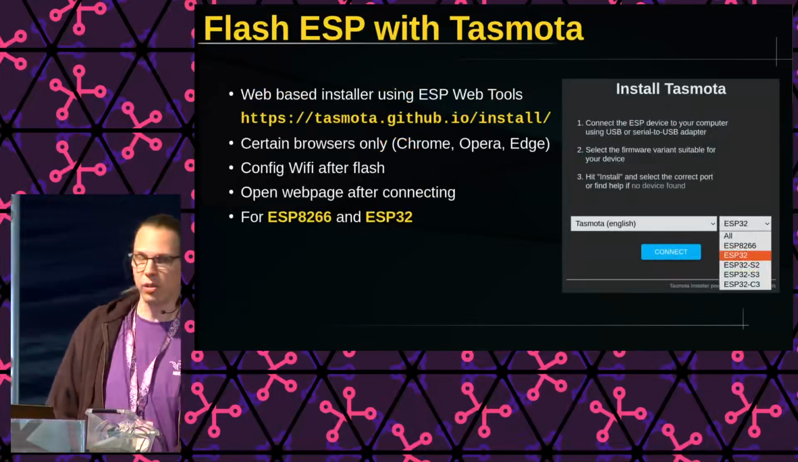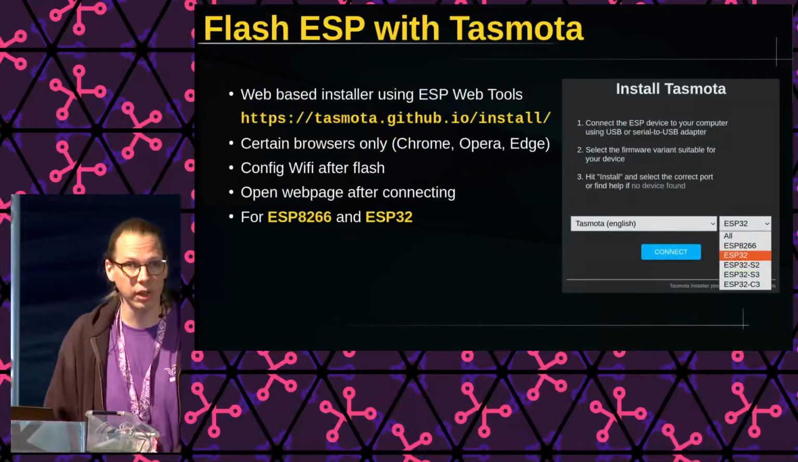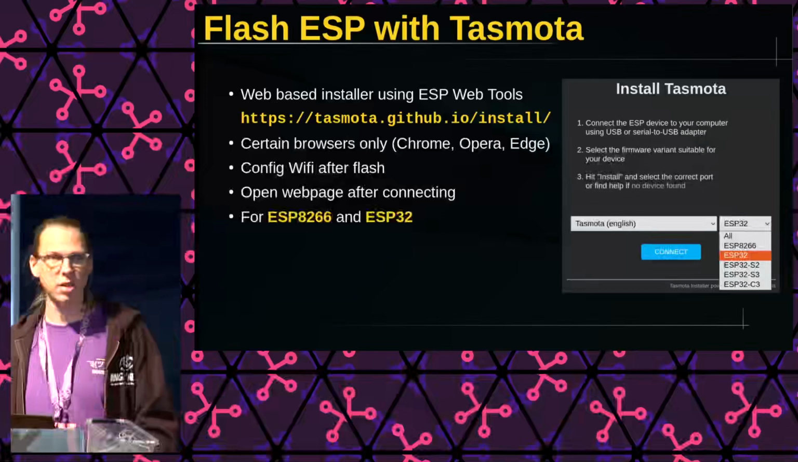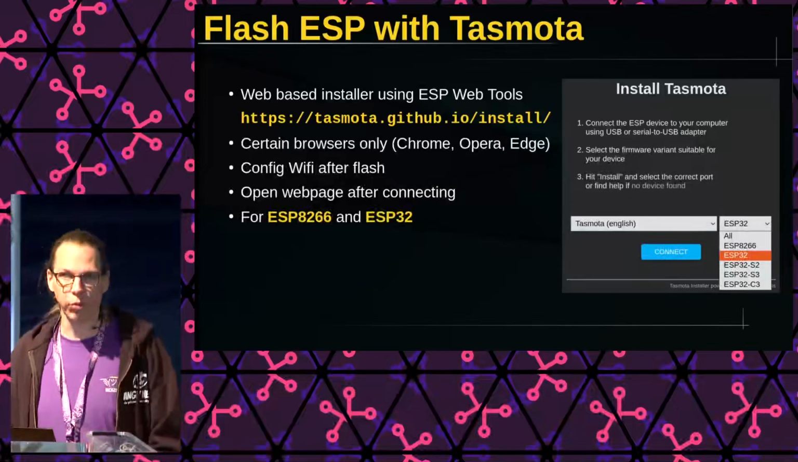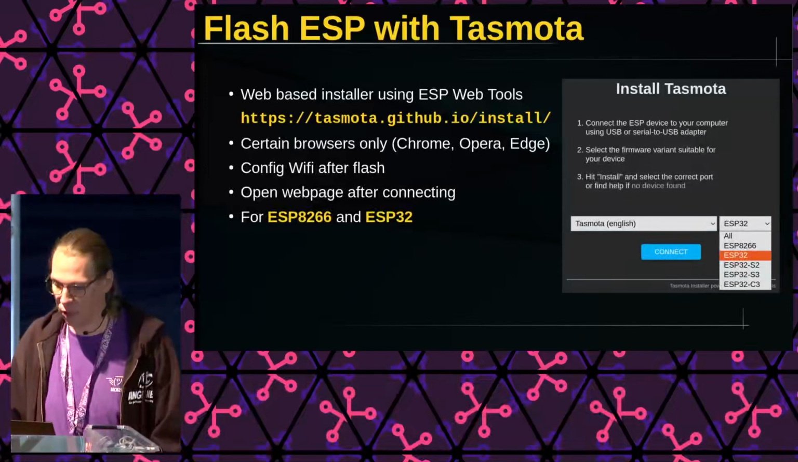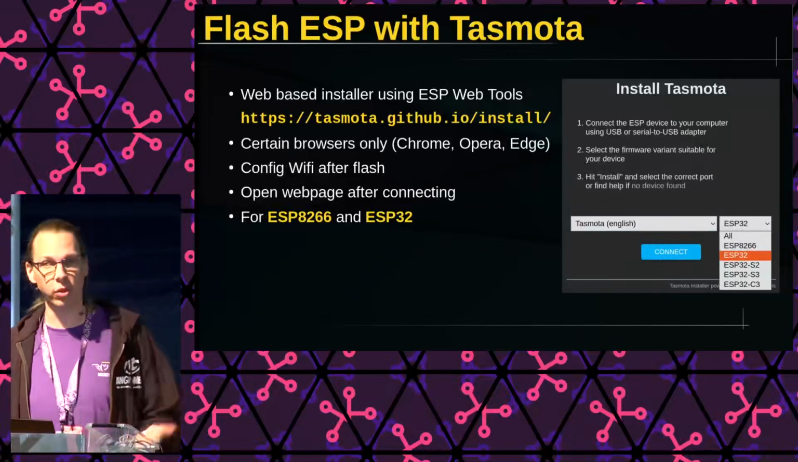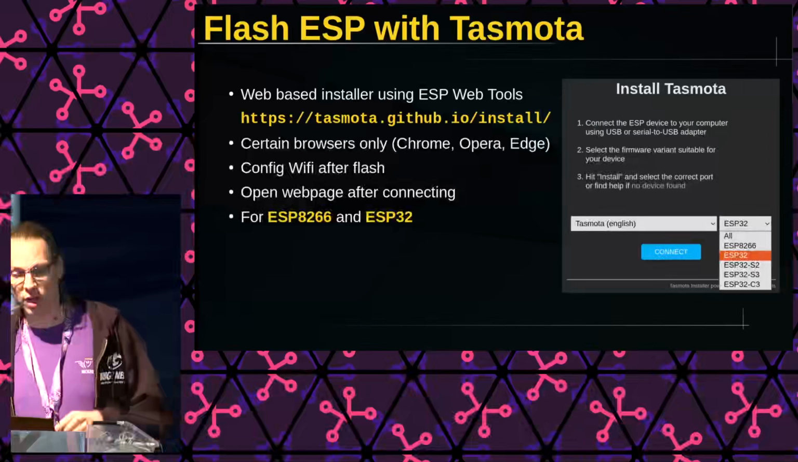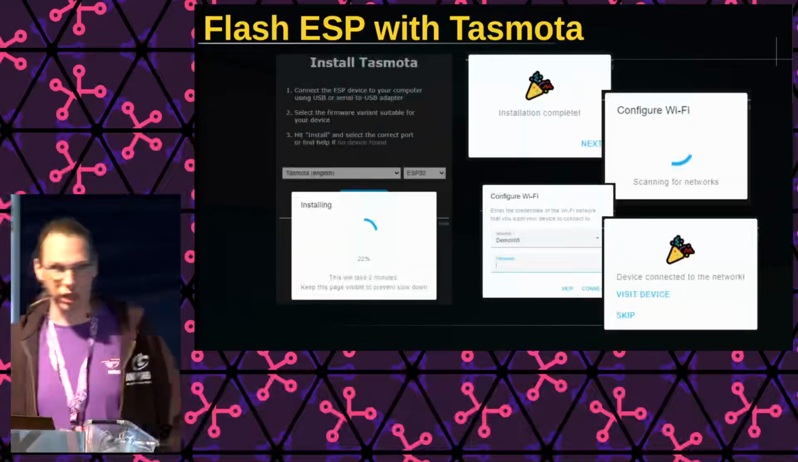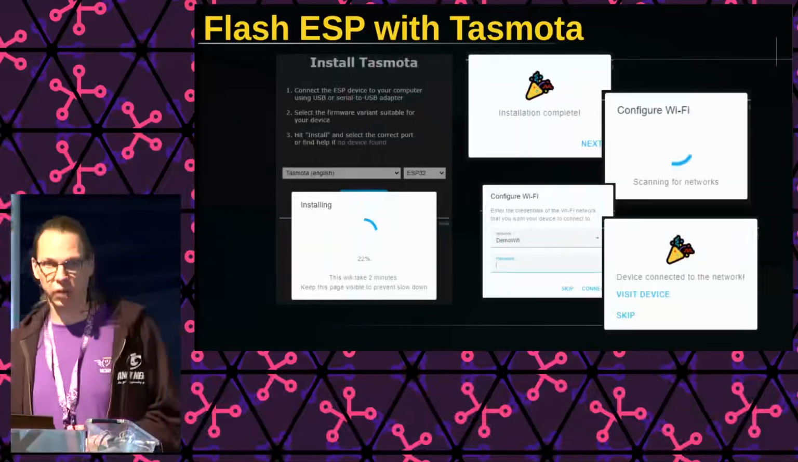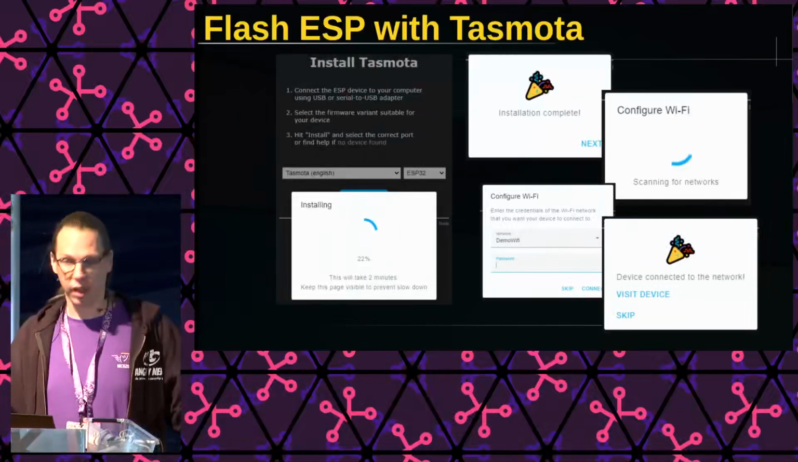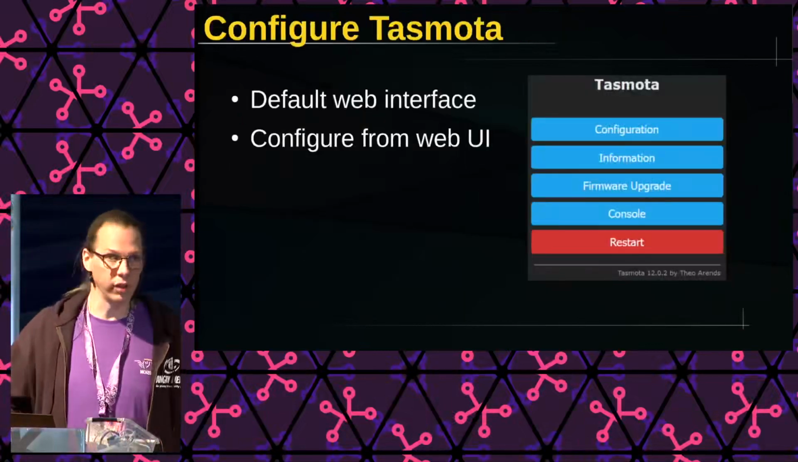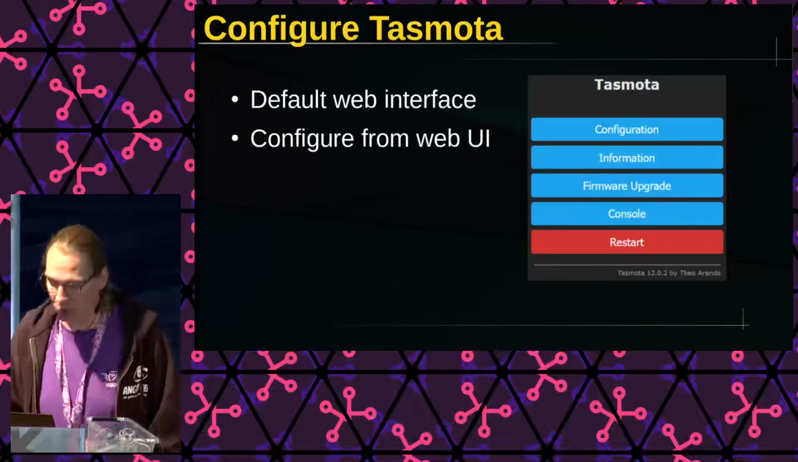And the easiest way to install is the new web installer using WebUSB, just like the badge that you probably have already tried. So if you have the correct browser for it that supports WebUSB, you can just plug it in, go to the website and say flash. It'll blink a few times, and then it'll take you through the Wi-Fi configuration, and then you visit the device and you're greeted with the standard Tasmota web UI.